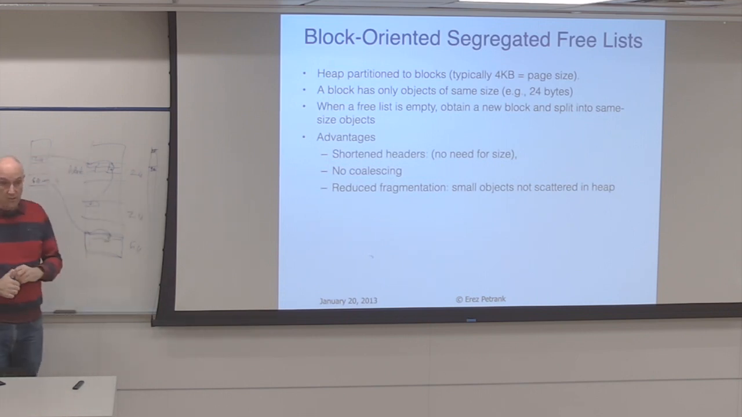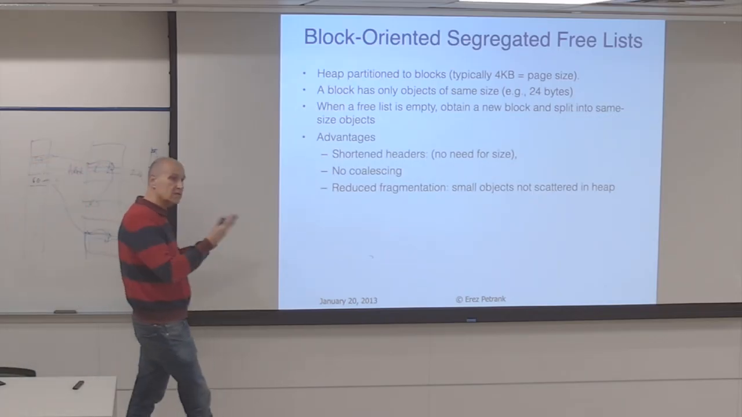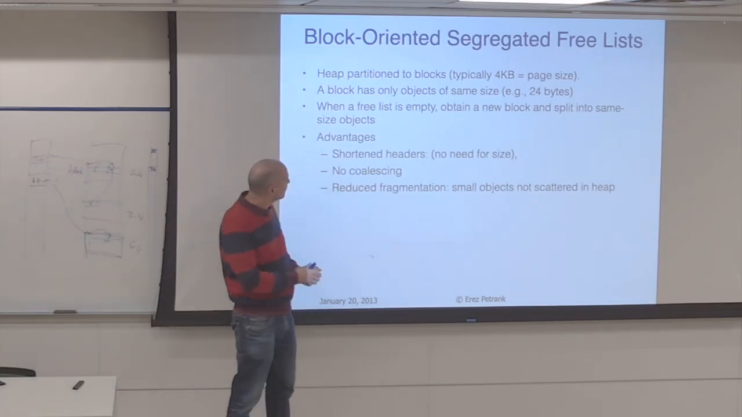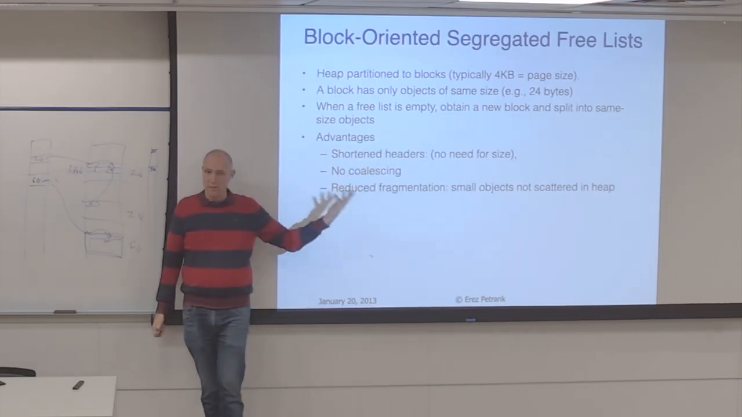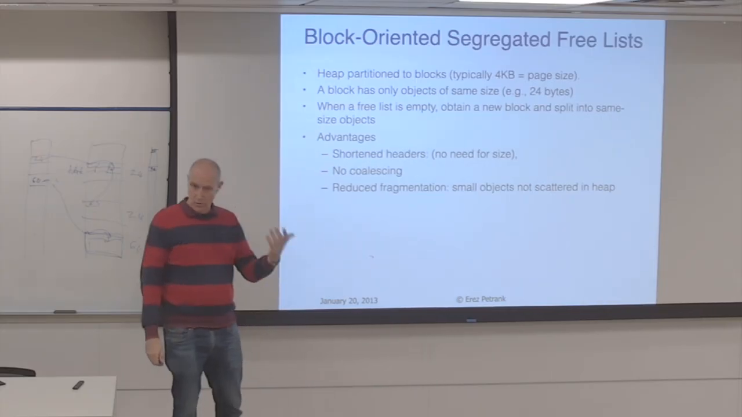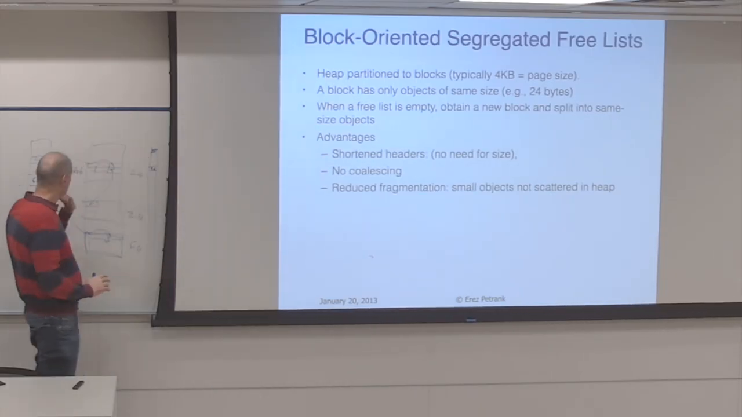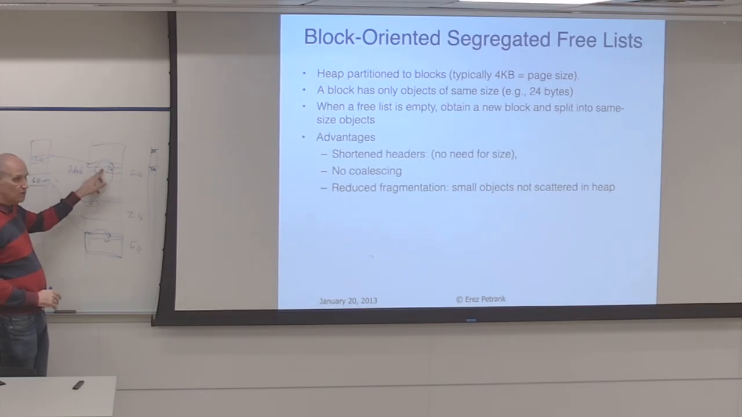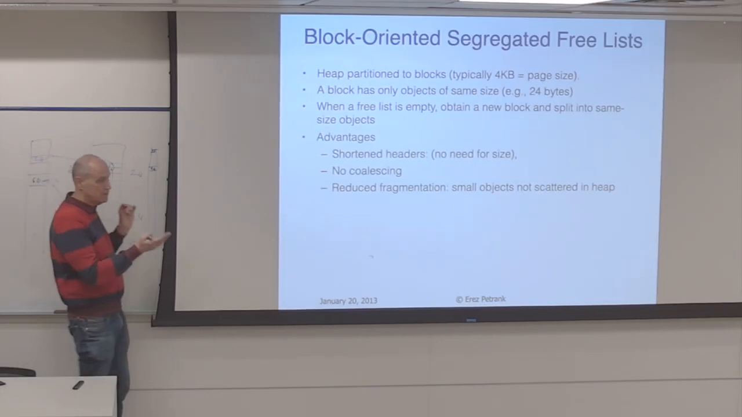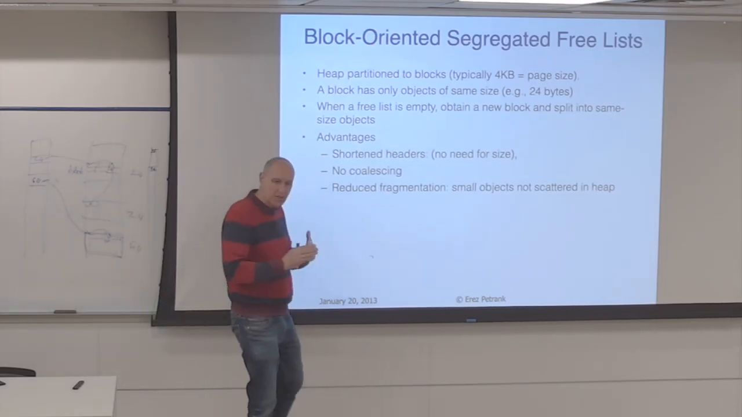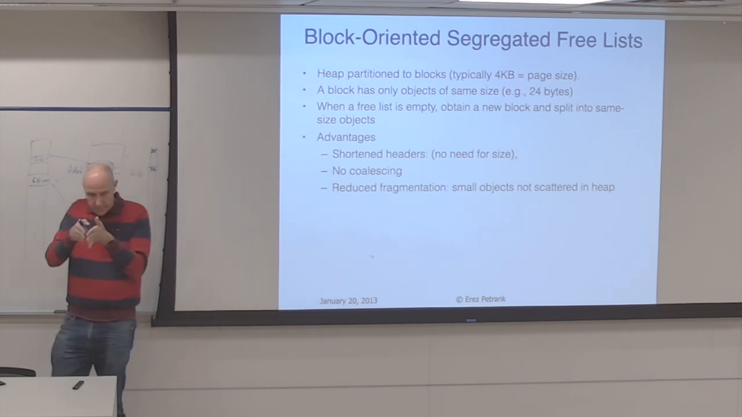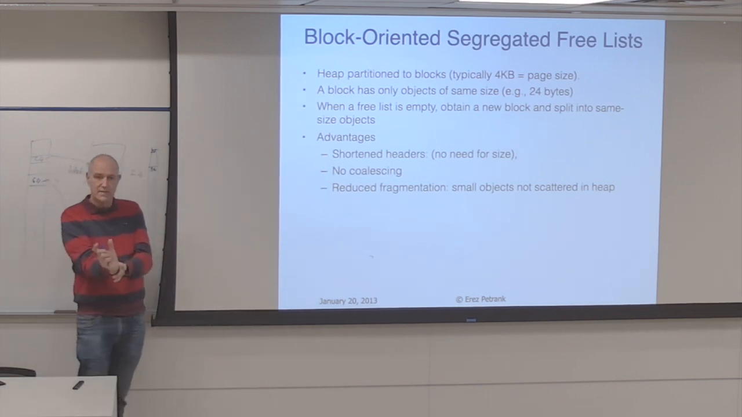So you don't need in the header for each object to say its size, because for the entire block it's the same size. And you don't do coalescing, so you don't need any information for that. You don't need to work on that. Just if something is freed in a 24 block, you just add it to the 24 list. That's very easy. There's reduced fragmentation. You will not get, like between blocks, a small space that you cannot use.